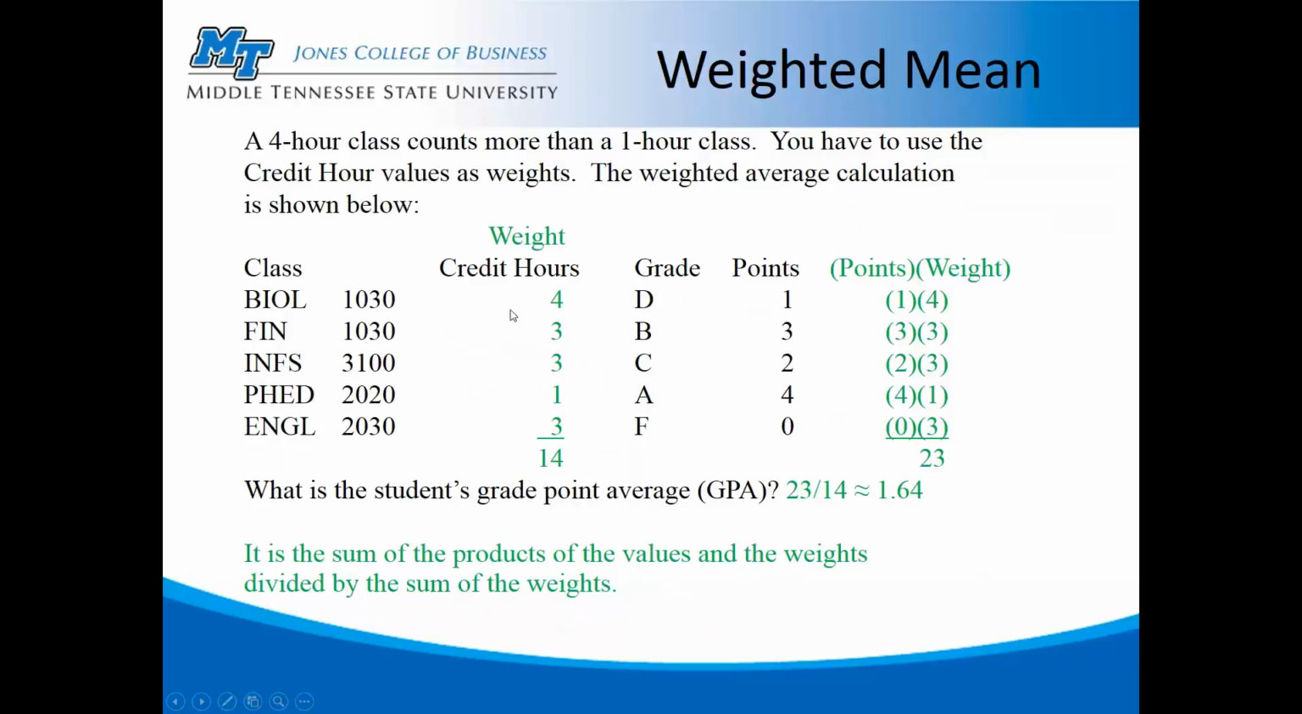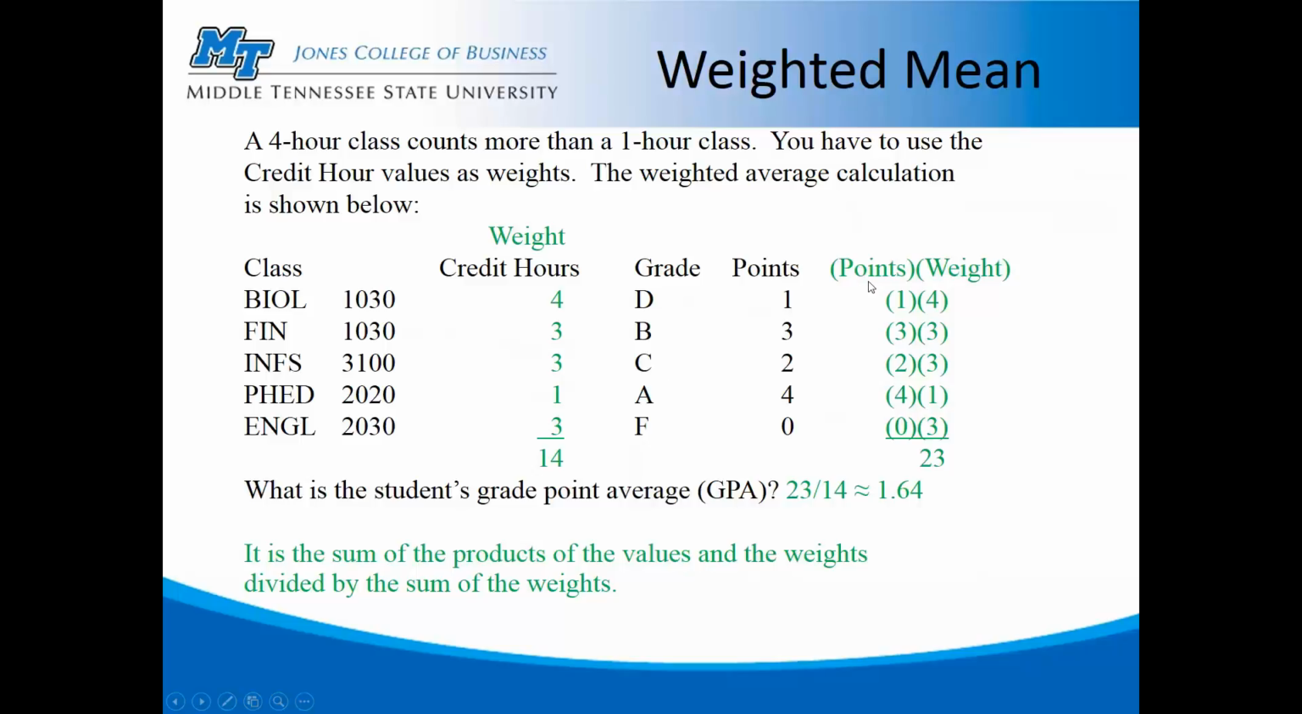The biology class, the 4-hour class, had a grade of D, which earned 1 point. But you take the product of that when you figure out what the weighted average is. And you have to do the same thing for all of them. We have a 3 credit hour course for a B, and then the 3 times the 3. We're going to get that product to figure out our weighted average.